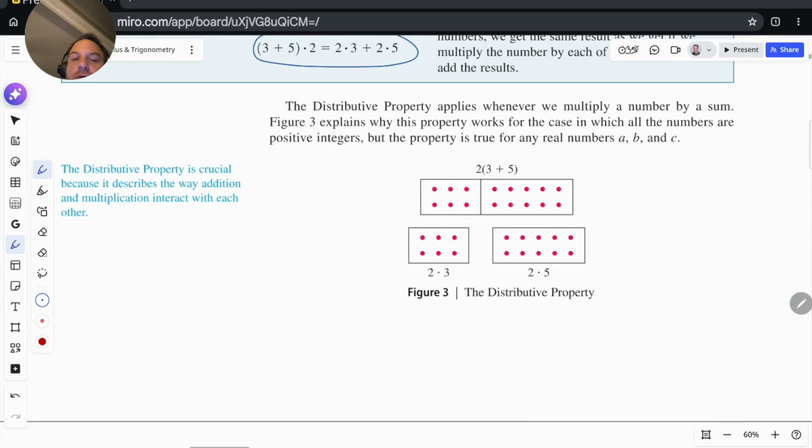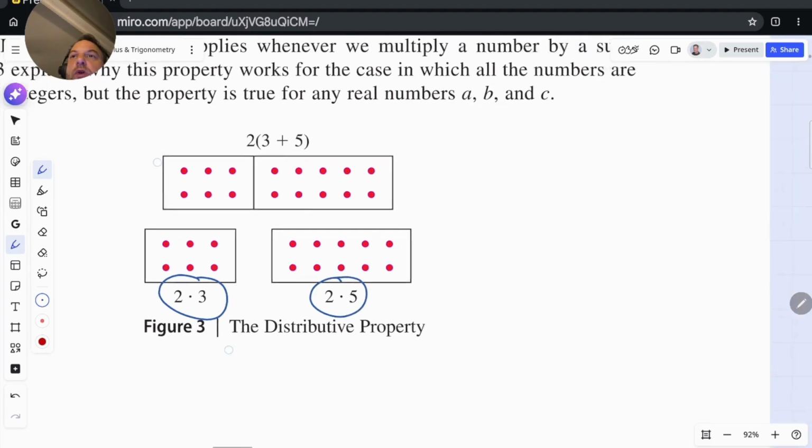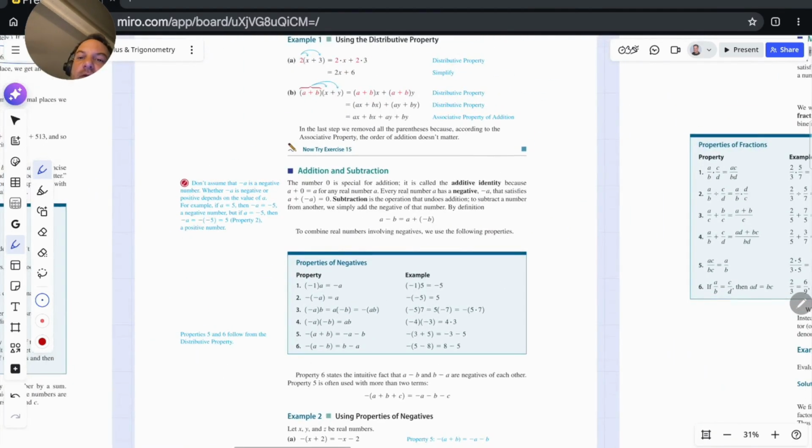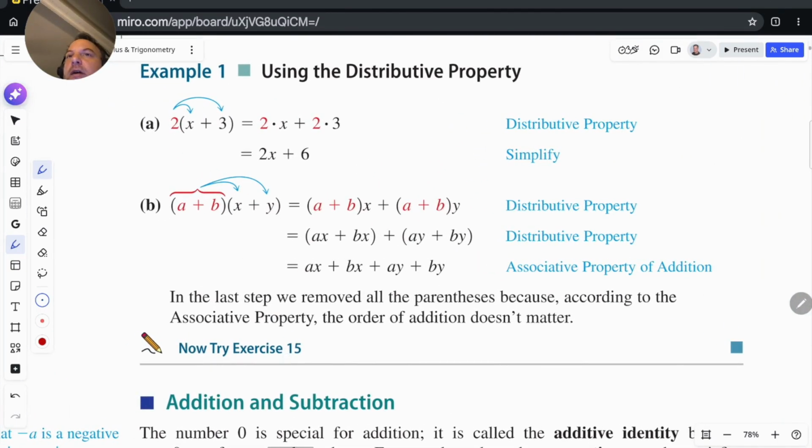Here's a nice little visual. Almost looks like dominoes here. Let's go take a look. We have 2 times 3 plus 5 to show that this is equal to 2 times 3 plus 2 times 5. Now let's work through the next problem carefully up here in our first example. So part A here will be a direct application, and part B requires applying the distributive property twice, actually. Let's start here with A.